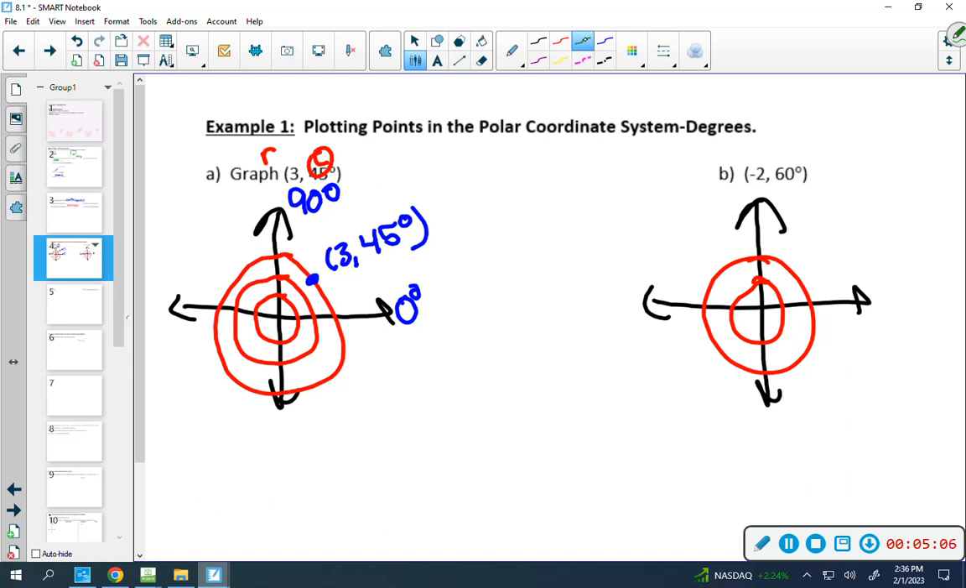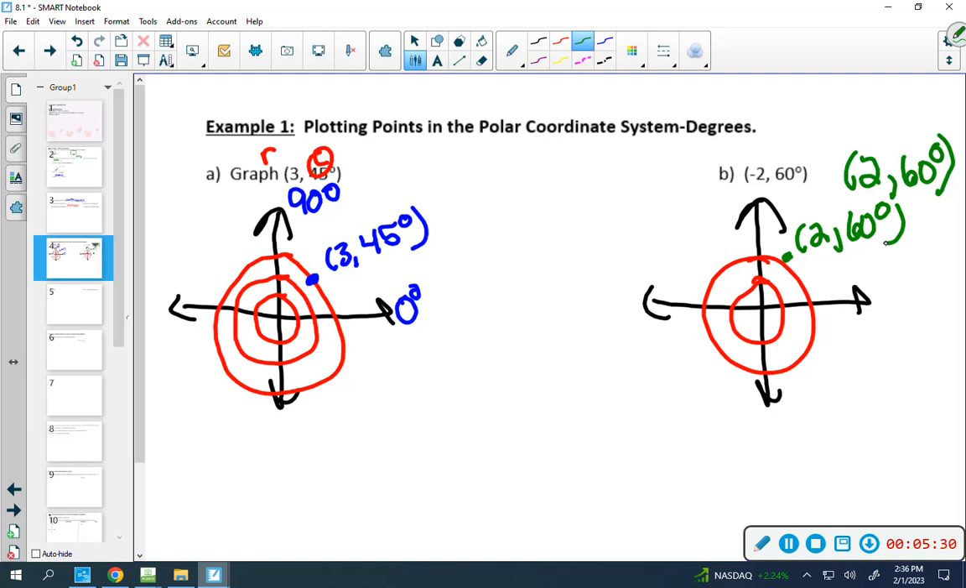The first thing I'm going to plot is positive 2, 60. And I'm going to show you really quick and easy how you go to negative 2, 60. So 2, of course, on the outside, 60 degrees. I'm trying to ballpark between 0 and 90 where I think 60 degrees would be. That looks good to me. So that's positive 2, 60.